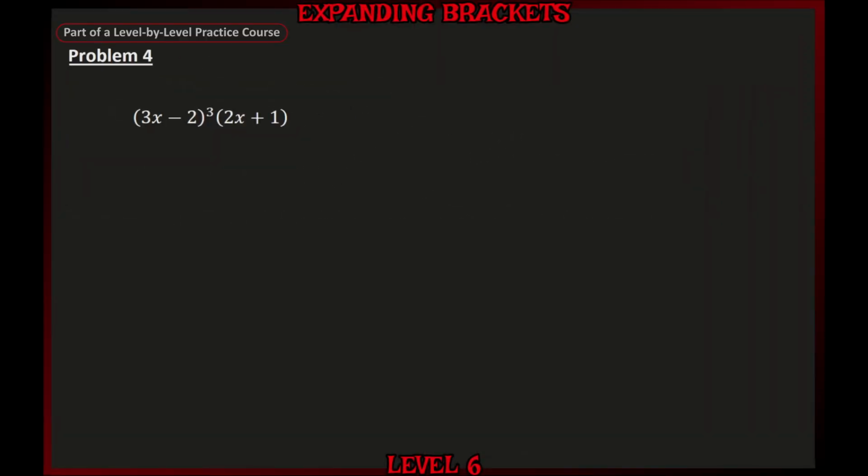In problem 4, we're expanding and simplifying 3x minus 2 cubed multiplied by 2x plus 1. To start, the bracket at the beginning that's being cubed can be written as 3x minus 2 multiplied by itself, so 3x minus 2 multiplied by itself again, so another 3x minus 2, and that's being multiplied by 2x plus 1. Now we have the product of 4 brackets here, and a nice way to do this is to multiply the first 2 brackets and the last 2 brackets independently, simplify them, and then multiply those final brackets together.